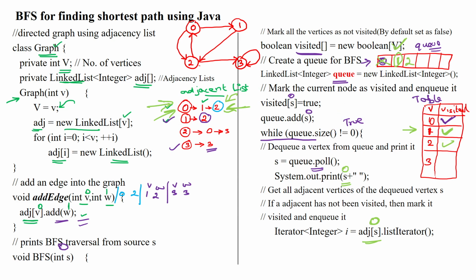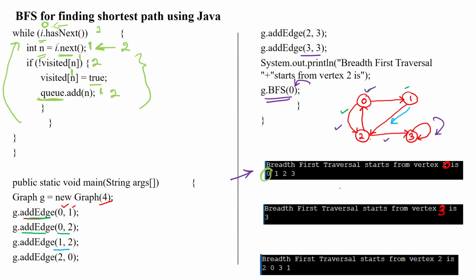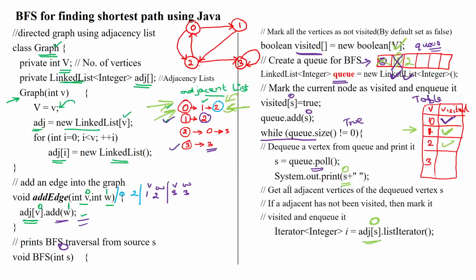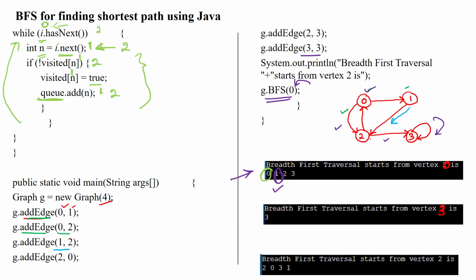Now q dot size not equal to 0. Yes, it has the values 1 and 2. Now we are checking q dot poll. That means we are removing the 1 from the queue. After removing the 1, we are printing that 1 into the output. So we printed the 1. After printing, we check I is now 1. From the 1 we are checking whether there is I dot has next. So I is 1.